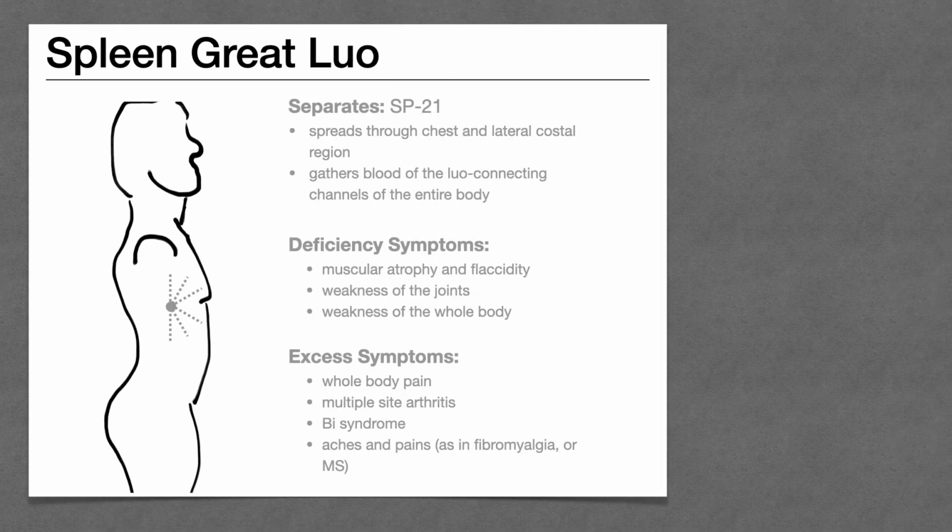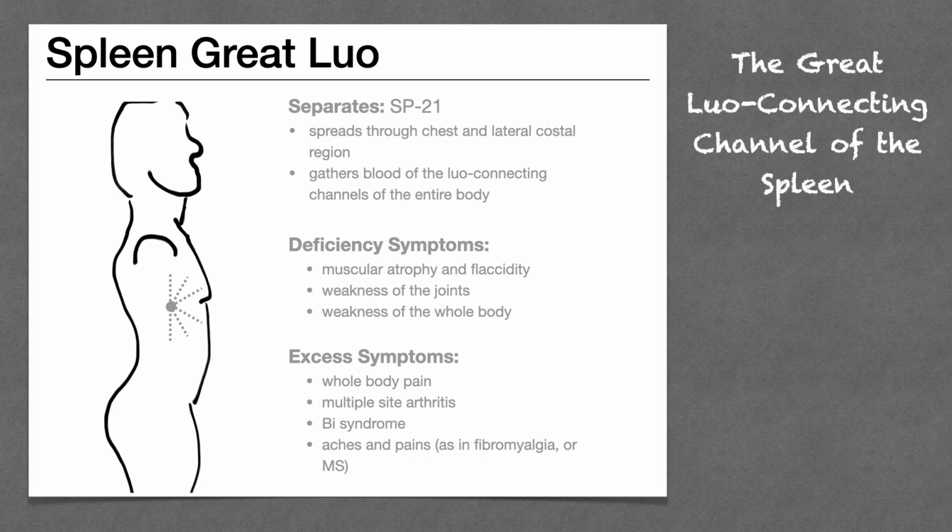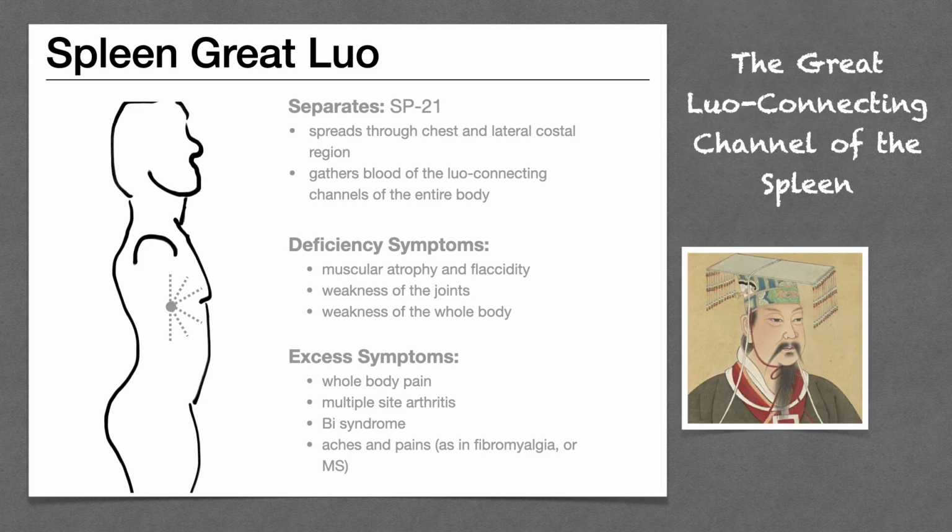So the next one we look at is a little unusual. It's called the spleen great luo, or the great luo connecting channel of the spleen. So the spleen is special because it not only has a regular luo connecting channel, just like all the other channels, but it also has this additional luo channel called the spleen great luo. So if you're ever reading a text or a classic and it mentions something about the 14 channels and the 15 network vessels, and you're wondering, why are there 15 luo channels? Where did this extra one come from? Well, this is what they're talking about. The great luo connecting channel of the spleen. That's the extra one that makes it add up to 15.